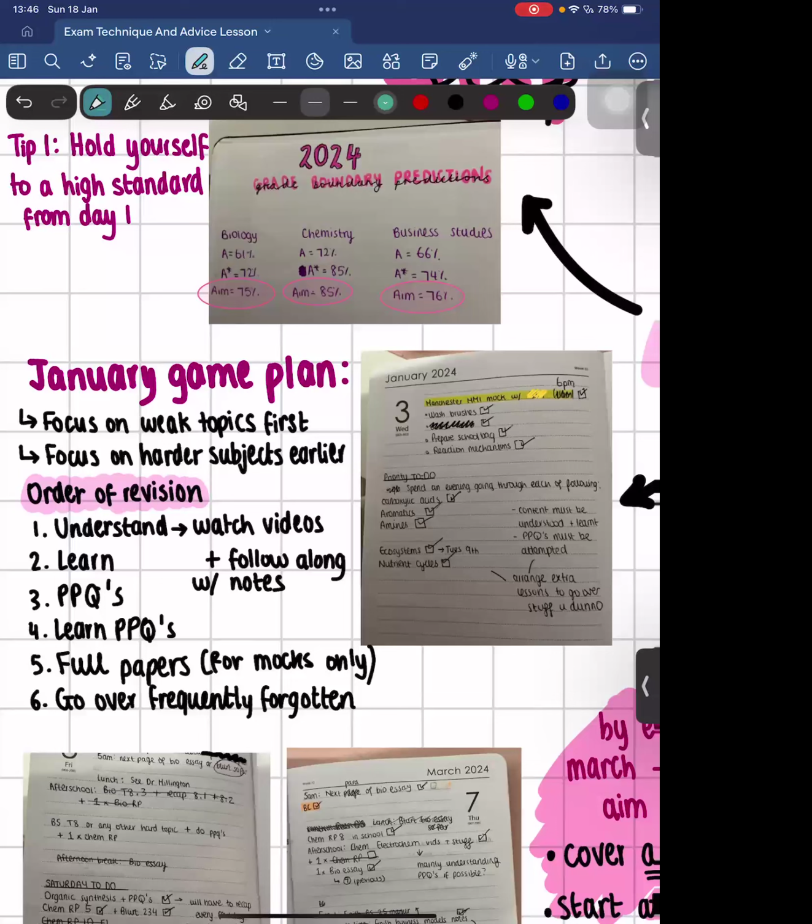And then if you're doing mocks and your real exams, that's the only time I'd recommend using full papers, because you don't want to waste them for just casual practice.